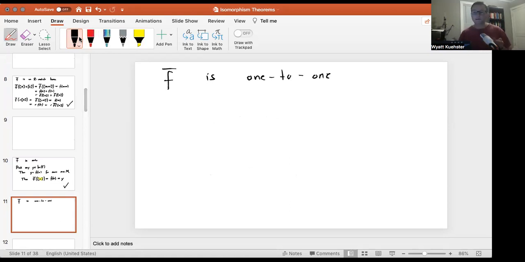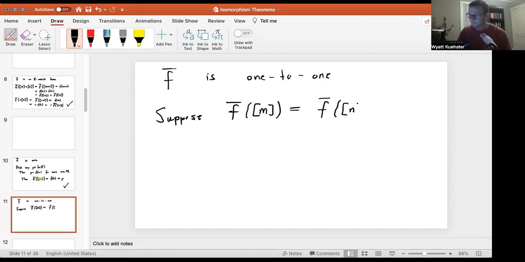And remember, one-to-one means no two elements in the domain map to the same element in the codomain. So I'll suppose that f bar of something equals f bar of something else, and I'll show that those two things have to be equal, so that I don't have two things going to the same thing. So I'm going to suppose that f bar of the class of M equals f bar of the class of N. And then I want to show that the class of M equals the class of N.